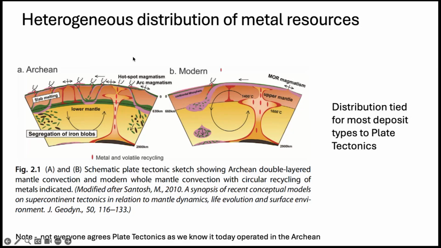And then they contrast that with more modern-style tectonics. In this diagram, they have whole mantle convection in the modern and two-layer convection in the Archean. Again, people dispute how the mantle actually convects and whether it's whole mantle or not, but there you go. And as I've already mentioned, people also argue about whether there was subduction in the Archean or not.